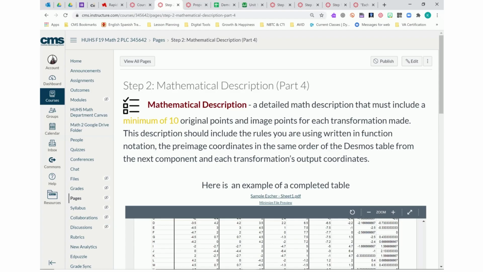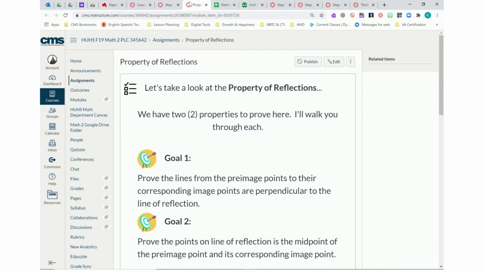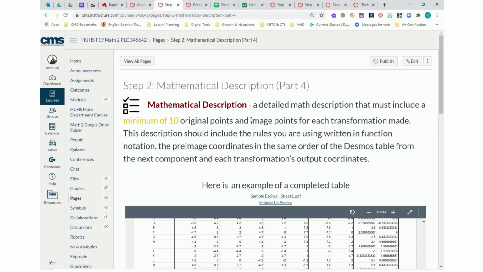Hi, everybody. So if you're watching this video, you are ready to do the properties of reflections. All right, so this is the last math that you actually have to prove, okay? So let's get started. That means you have finished this piece right here.